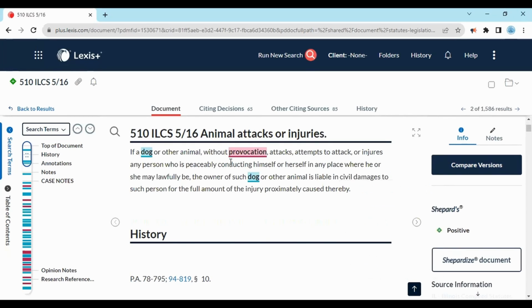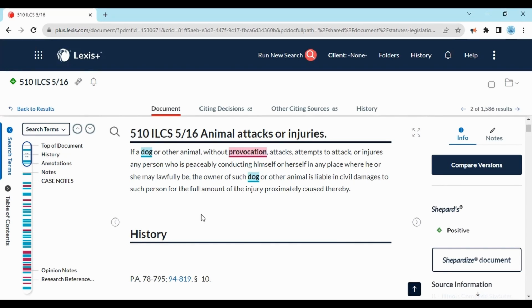If a dog or other animal without provocation attacks, attempts to attack, or injures any person who is peaceably conducting himself or herself in any place where he or she may lawfully be, the owner of such dog or other animal is liable in civil damages to such person for the full amount of the injury proximately caused thereby.